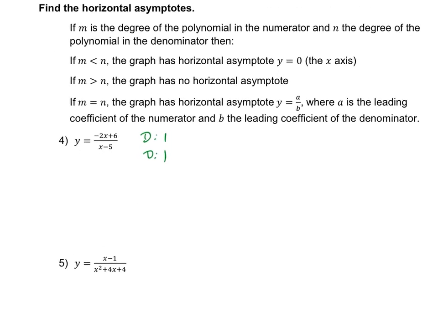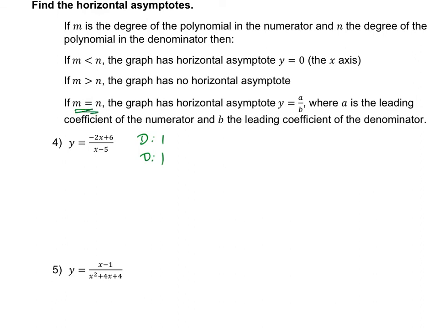Right? So when the degrees are the same, it's telling you that the asymptote is the division of the leading coefficients. So in this case, my horizontal asymptote is y equals the division of negative 2 over 1. That is negative 2. Why? Because the leading coefficient on the numerator is negative 2 and the denominator is 1.